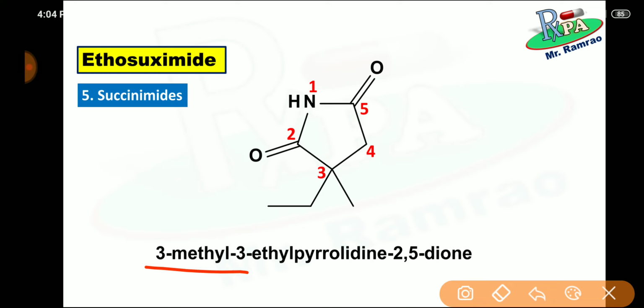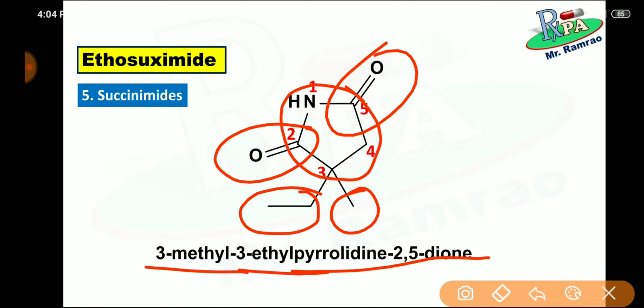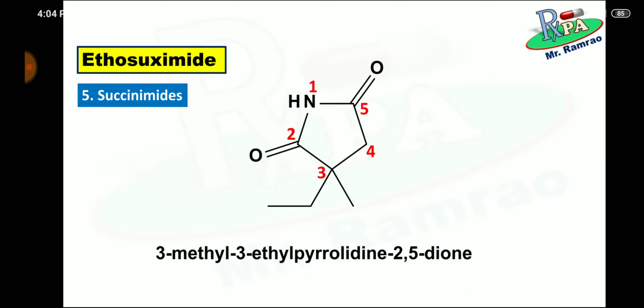3-methyl, on the third position a methyl group is there, then 3-ethyl, 1 more ethyl group on the third position, then pyrrolidine-2,5-dione. This reduced form of pyrrole is known as pyrrolidine, and on the second and fifth positions 2 ketone groups are present, therefore 2,5-dione. So this is the IUPAC name of ethosuximide.